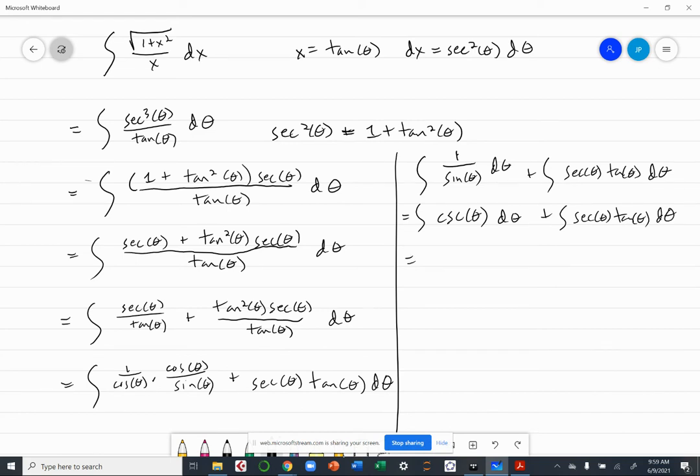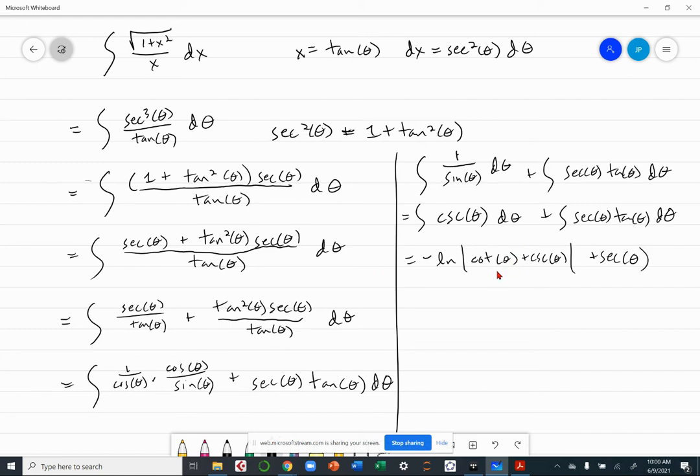Huh? Okay, so I don't know if you recall, but cosecant is a hard integral to remember. It's natural log of cotangent plus cosecant. It's just like the integral of secant, except different. Natural log of cotangent of theta plus cosecant of theta. And then this one, integral of secant times tangent is just secant. Right, derivative of secant is secant times tangent.